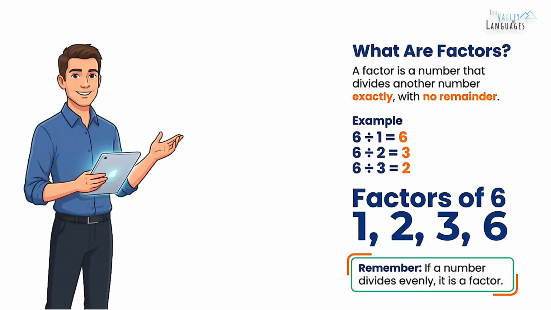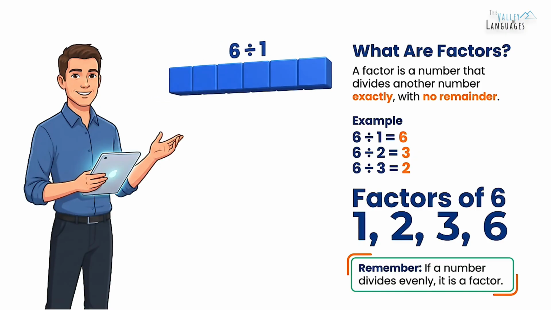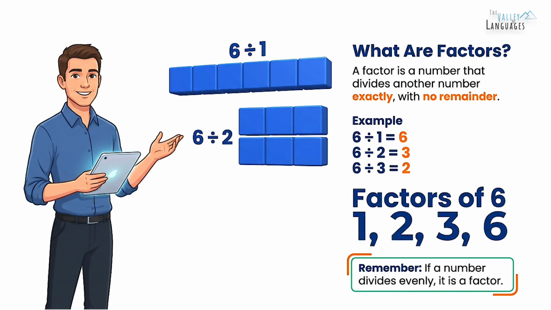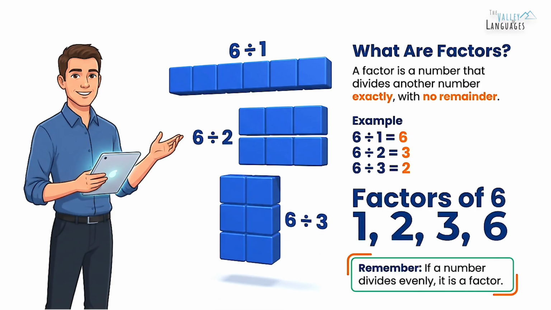And this brilliantly illustrates that exact concept. Look at these blue blocks. If we have 6 blocks, we can divide them by 1, right? We get one long row of 6. We can divide them by 2, which gives us 2 even rows of 3. We can divide them by 3, giving us 3 perfect rows of 2. Notice how there are literally no leftover blocks in any of these setups? Because of this, we know for sure that 1, 2, 3, and 6 itself are all factors of 6. And notice how we didn't bother trying to divide by 4 or 5. That's because you'd end up with awkward leftovers, and factors don't do leftovers.